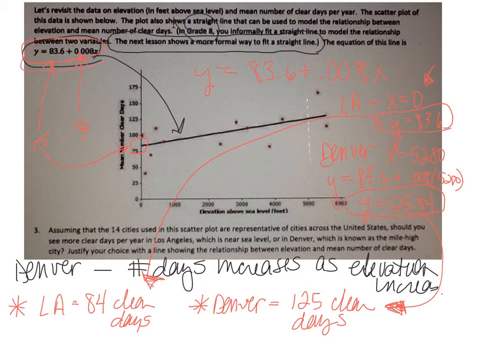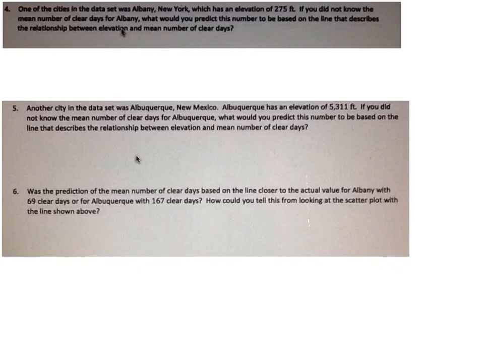So our linear model, which is what that is, is pretty spot on to what the chart showed for the actual data. Okay, one of the cities in the data set was Albany, New York, which has an elevation of 275 feet. If you did not know the mean number of clear days for Albany, what would you predict this number to be based on the line that describes the relationship?